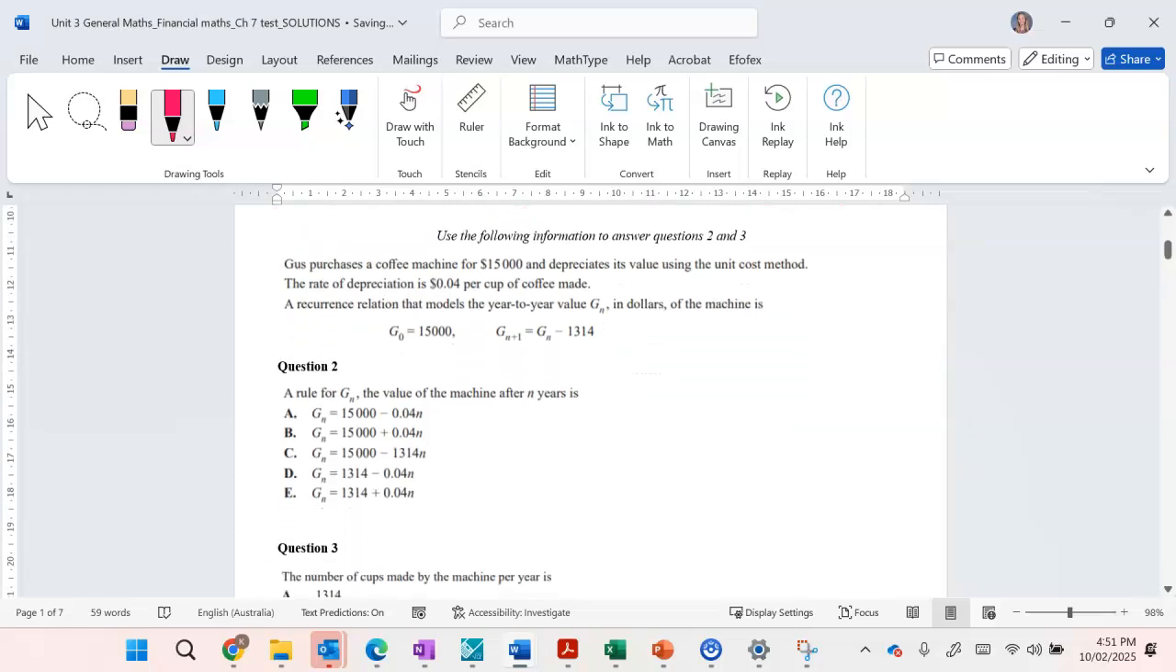All right, moving along. Use the following information to answer questions 2 and 3. Gus purchases a coffee machine for $15,000, and depreciates its value using the unit cost method. I'm going to highlight in this question because we've got a bit going on. The rate of depreciation is 4 cents per cup of coffee. A recurrence relation that models the year-to-year value is given, so there's our recurrence relation. And we're going to use that to find the rule for the value of the machine after n years.